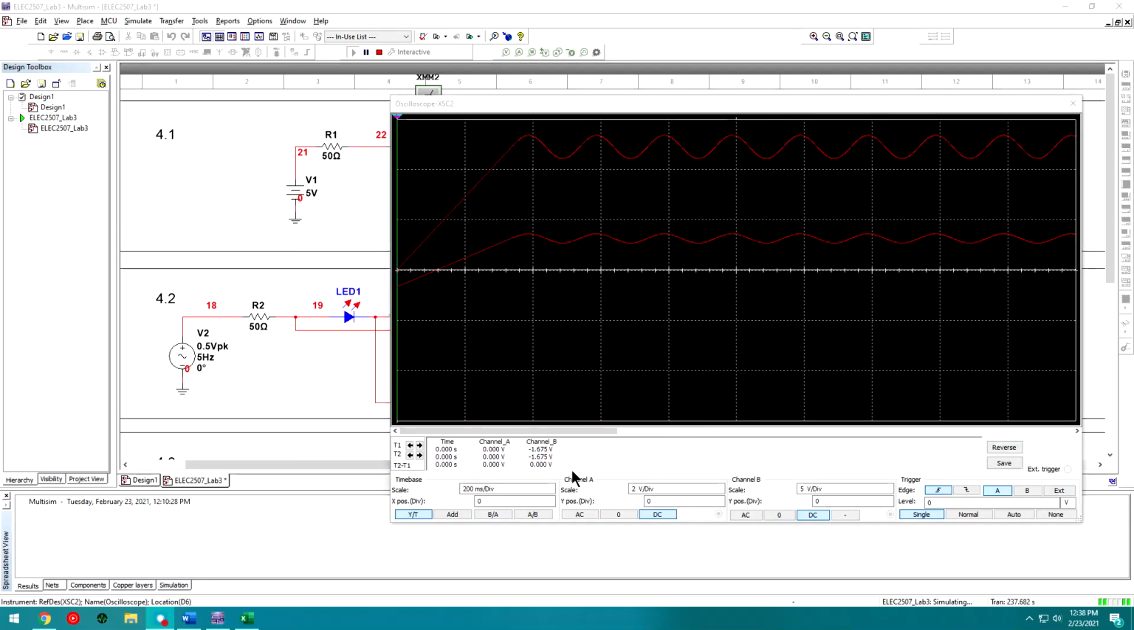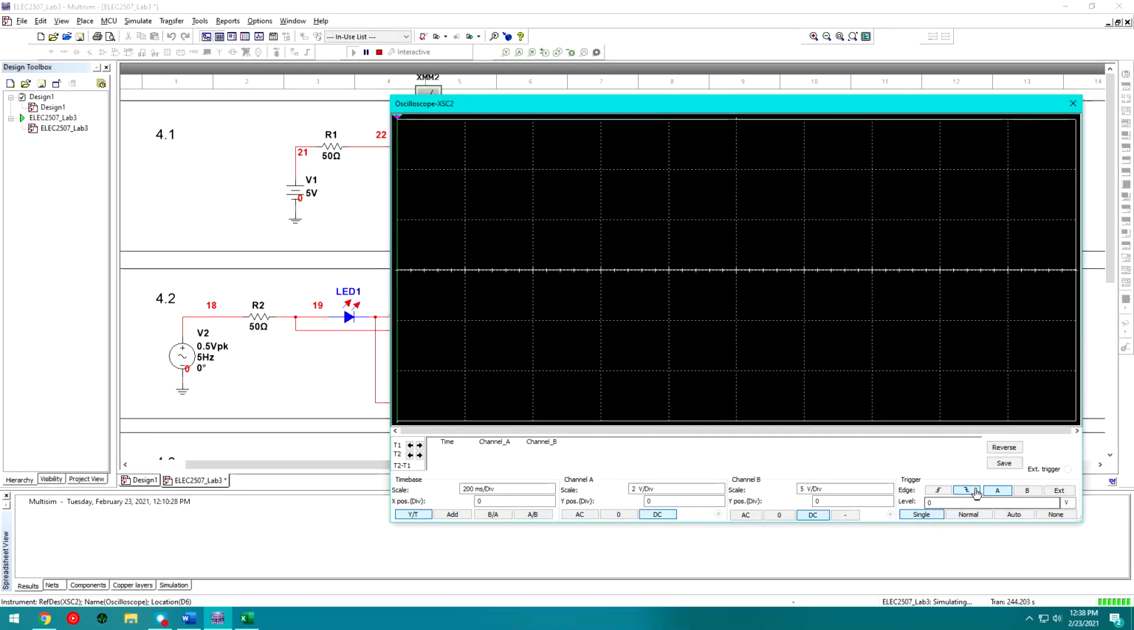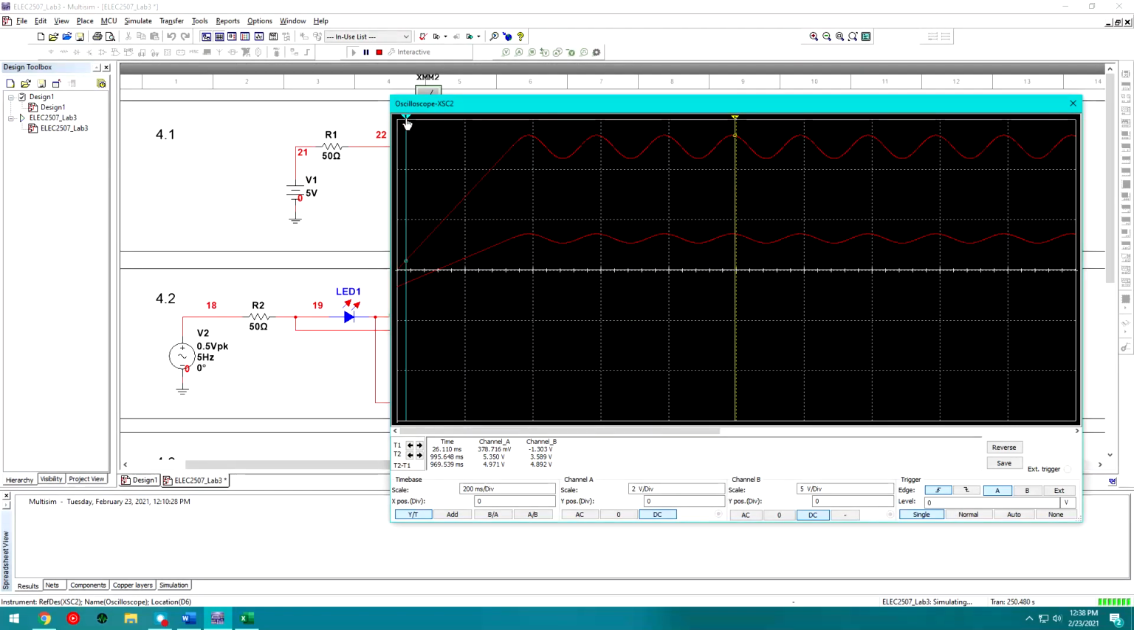Once you have the two waveforms on the screen, it might look a little bit like this if you hit single and just hit your edges and try to get a waveform on the screen. But that's fine because we're only worried about taking one measurement, and we can take it somewhere over here, let's say.